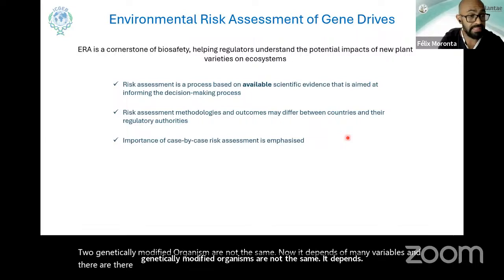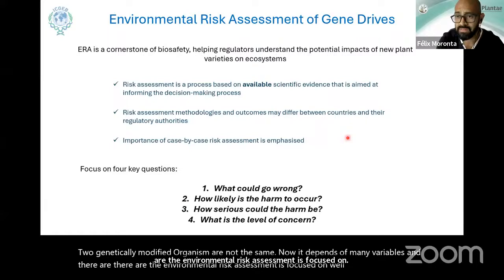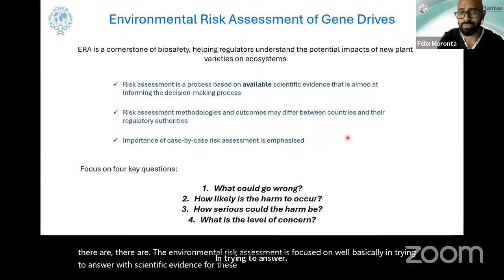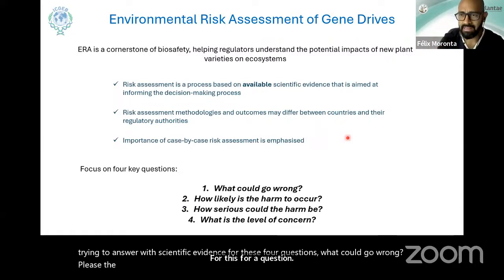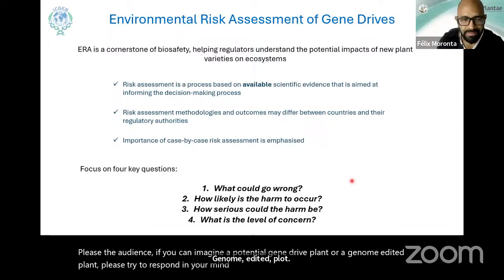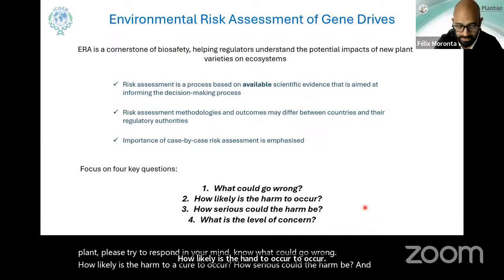The environmental risk assessment is focused, basically, on trying to answer with scientific evidence these four questions. What could go wrong? Please, the audience, if you can imagine a potential gene drive plant or a genome edited plant, please try to respond in your minds. What could go wrong? How likely is the harm to occur? How serious could the harm be? And what is the level of concern?